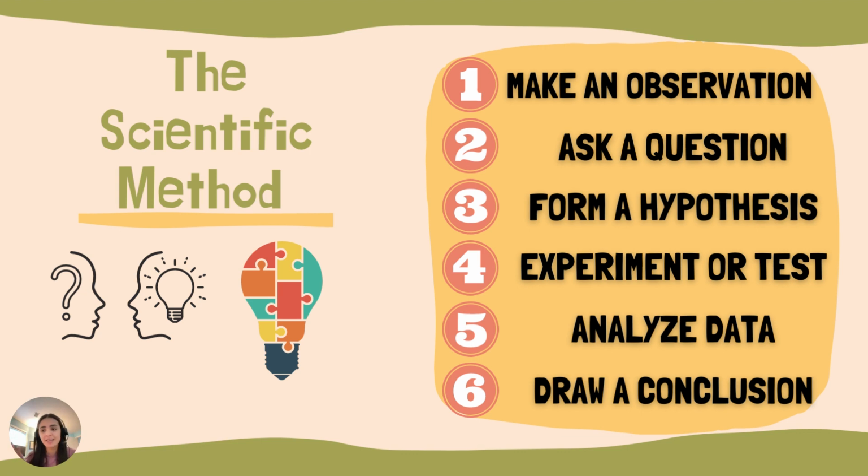How can you be scientific? By making observations, asking questions, forming a hypothesis, conducting an experiment and testing that hypothesis, analyzing data, and drawing a conclusion. I hope you can now use the scientific method process with any questions you may have about the world.